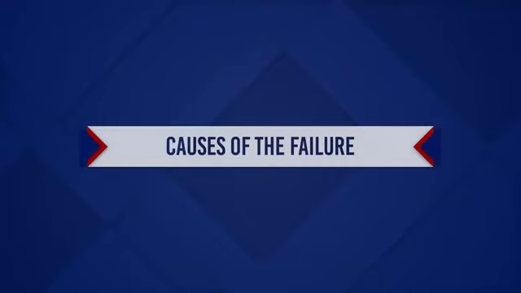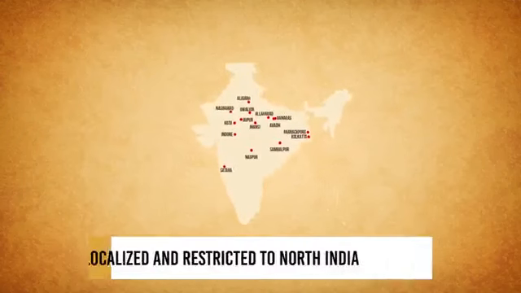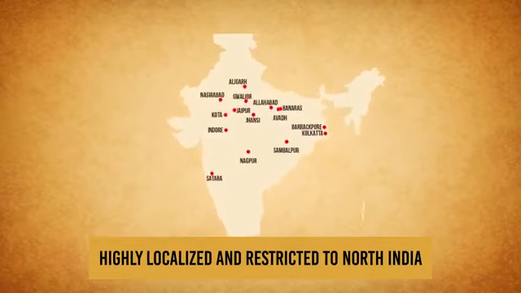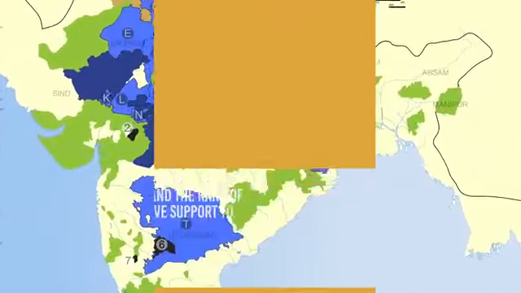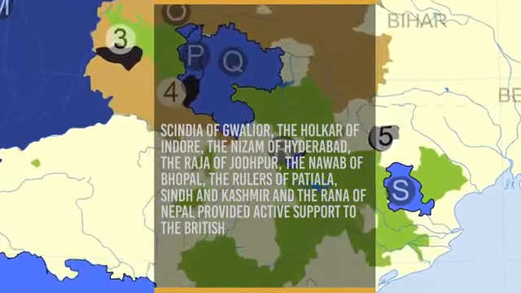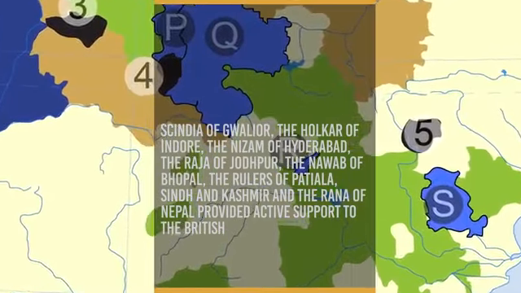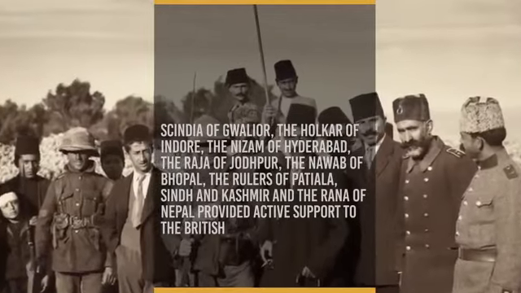The causes of the failure. The revolt was highly localized and restricted to North India. Regions beyond the river Narmada in the south remained largely undisturbed. Shinde of Gwalior, the Holkar of Indore, the Nizam of Hyderabad, the Raja of Jodhpur, the Nawab of Bhopal, the rulers of Patiala, Sindh and Kashmir, and the Rana of Nepal provided active support to the British.